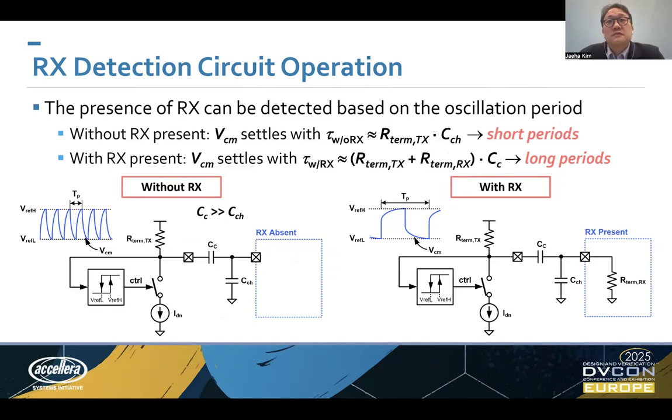On the other hand, when the receiver is present on the other side of the channel, we have this additional receive side termination resistance connecting across the channel capacitance CCH. So that effectively shorts out the small CCH, leaving only the large CC. As a result, the time constant for the output common mode voltage rising and falling increases to the sum of the two termination resistances times the large CC. In other words, the circuit will have a long oscillation period when the receiver is present. So in conclusion, we can detect the presence of receiver based on the oscillation period, whether it's long or short.